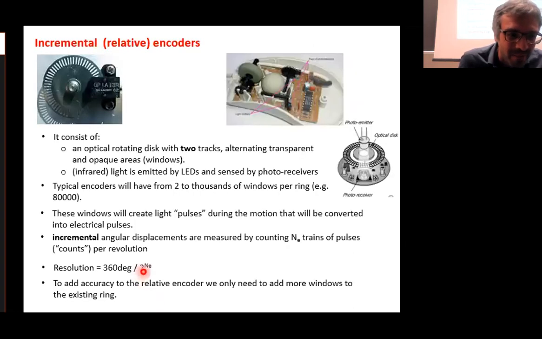Yes? Sorry, I don't understand how the resolution is computed with the formula. So if you do one wheel rotation, like you are doing a 360 degrees turn, you need to associate the number of counts to the 360 degrees rotation. And the more counts you have... yeah, actually you're right, it's wrong. It should not be to the power of n, but only N, the number of counts per revolution. Thank you very much. In the absolute encoders, it's like that, we will see later. Yes, good point. So resolution is 360 divided by N.